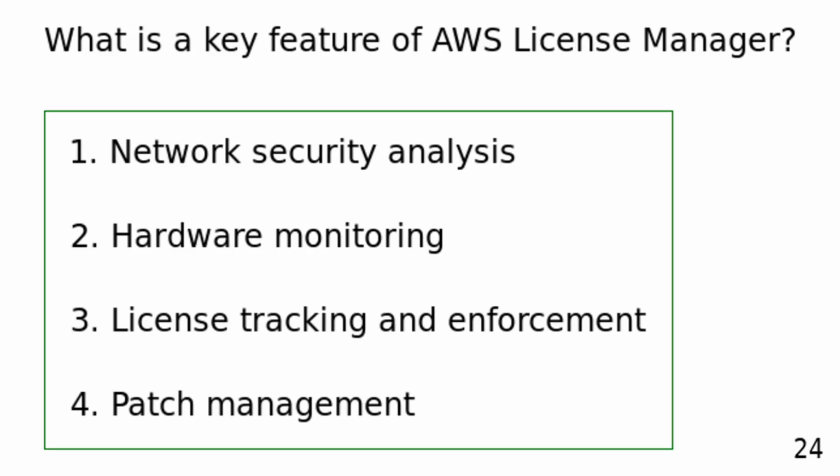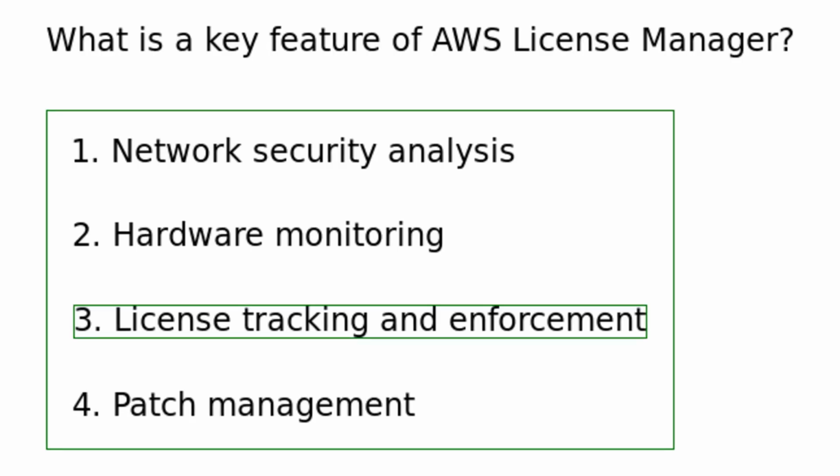What is a key feature of AWS License Manager? Network security analysis. Hardware monitoring. License tracking and enforcement. Patch management. AWS License Manager's key feature is license tracking and enforcement, ensuring that licenses are being used according to compliance requirements.